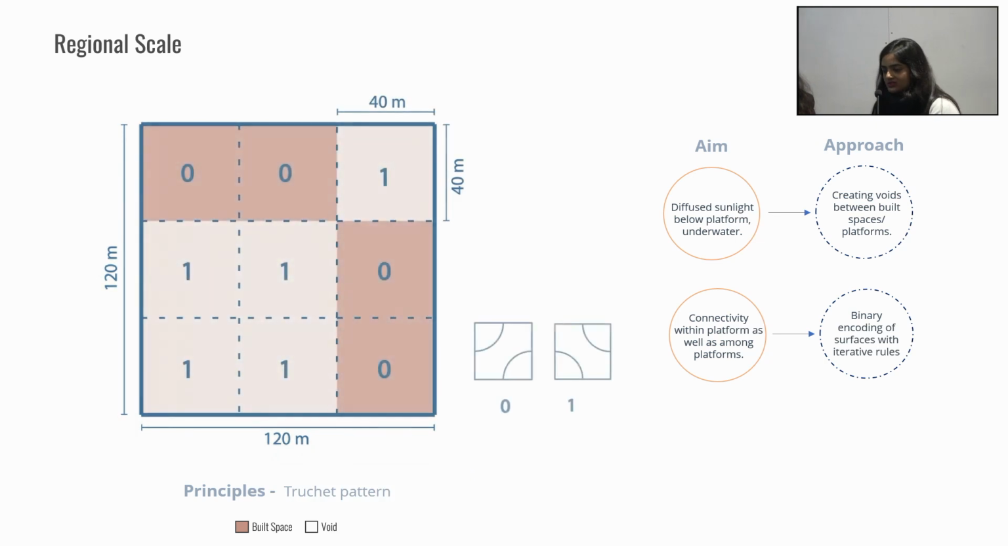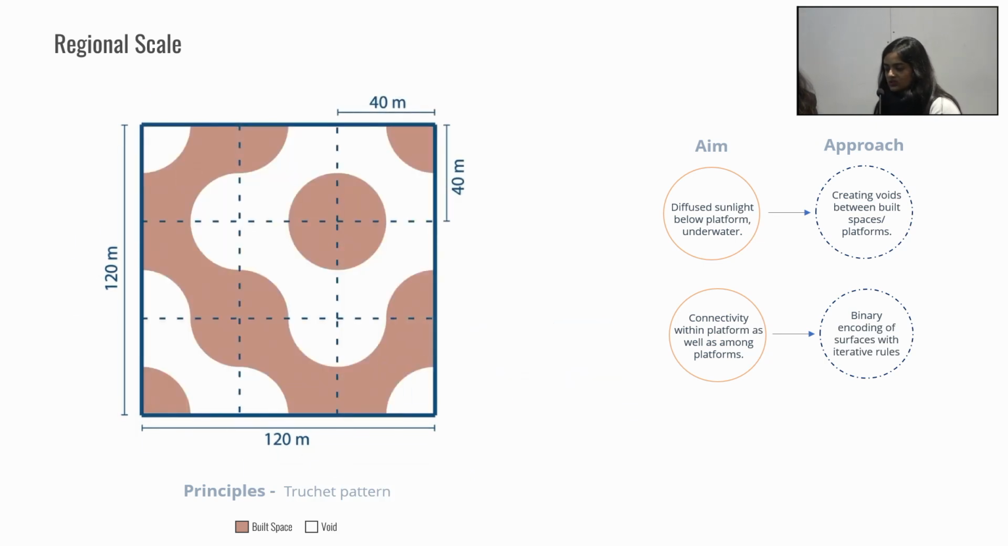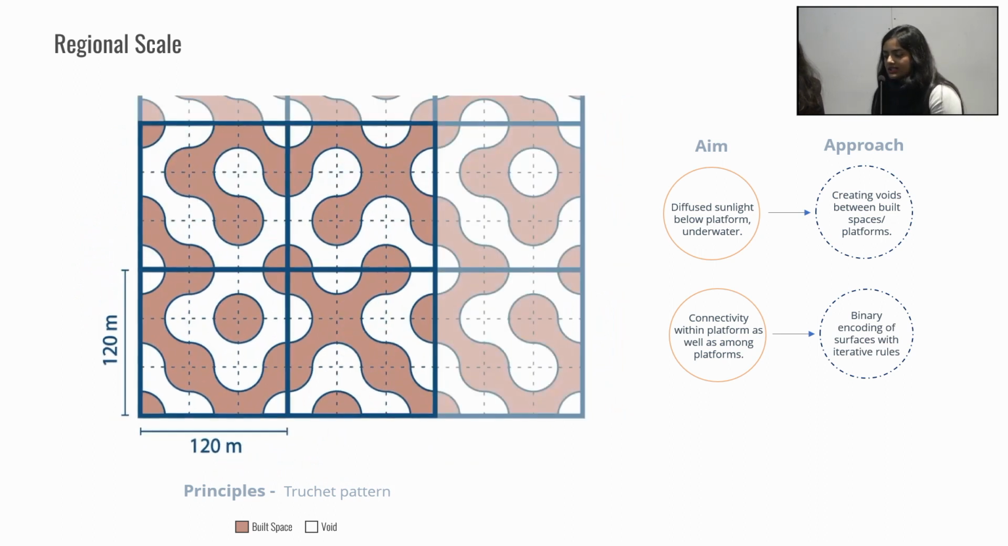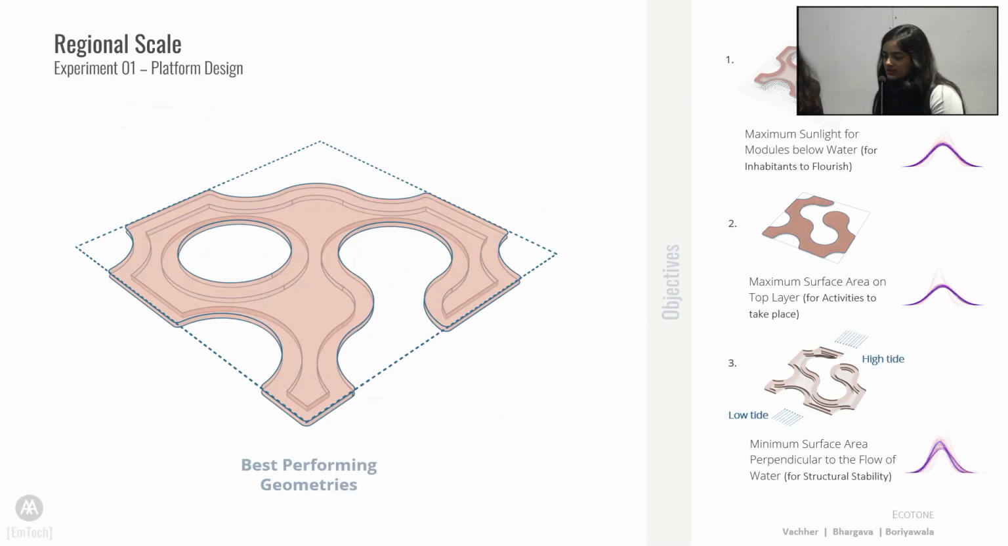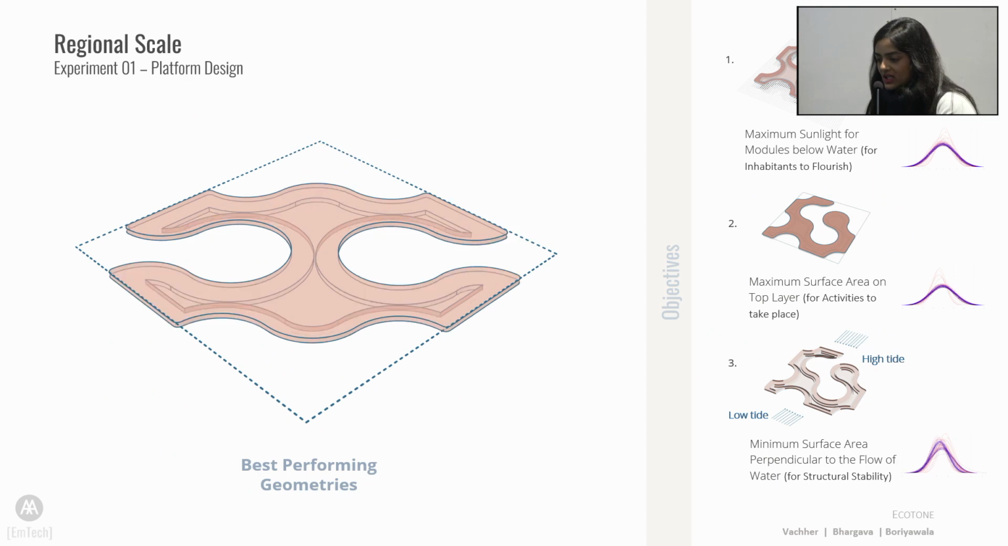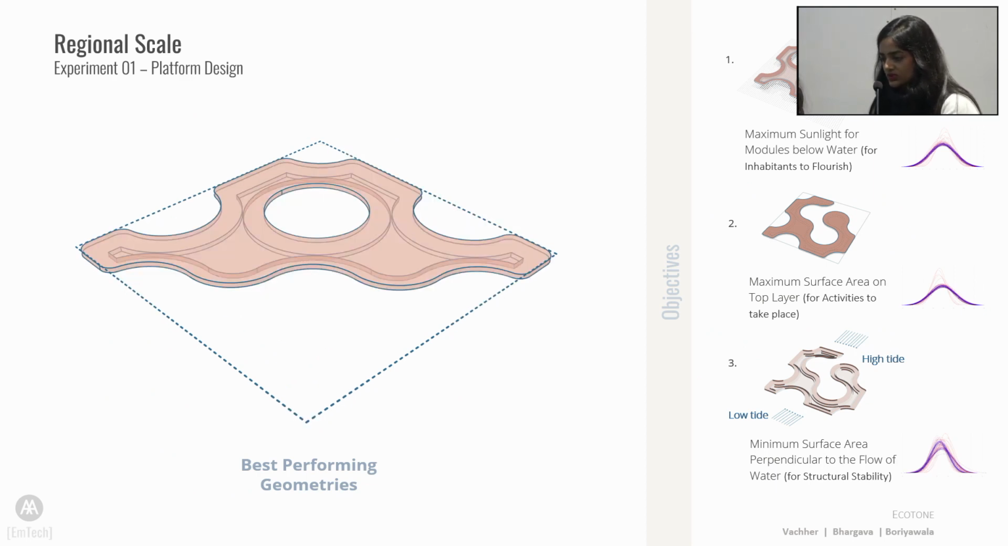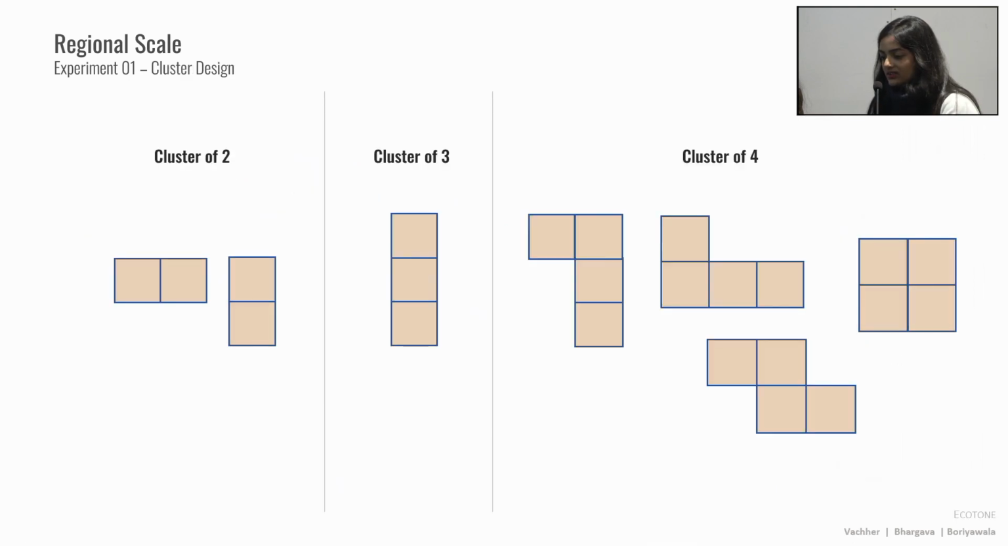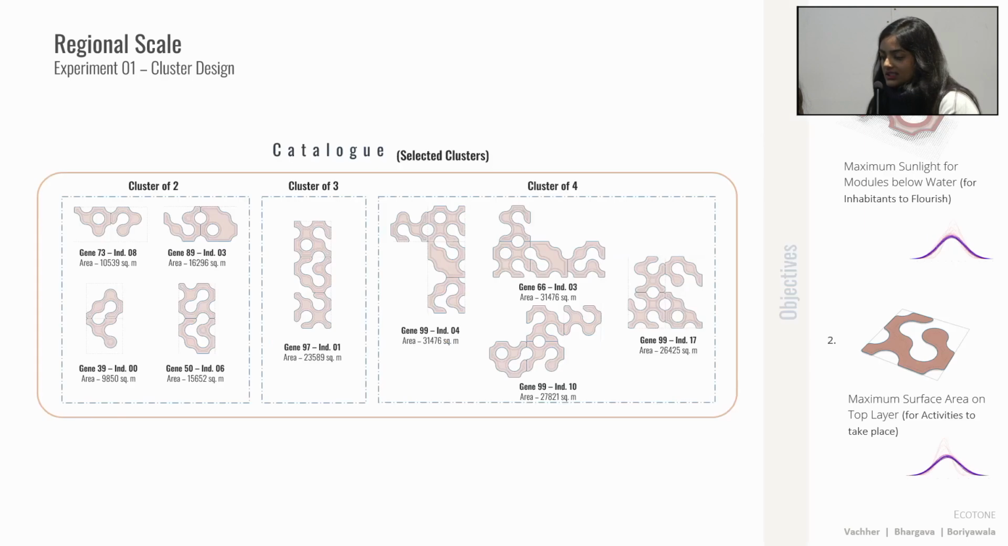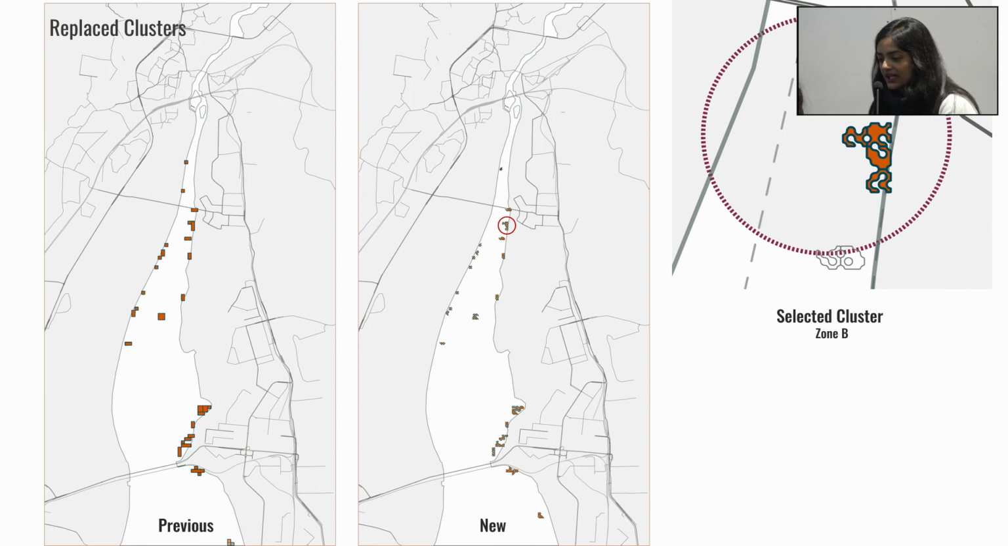Initially, truchet patterns were explored for their structure and iterative rules, creating voids between masses. Experimentation was carried out to obtain diverse designs to identify the best performing geometries. Then the urban grid aggregates were taken and a clustering pattern catalog was created. To replace the platforms on the urban grid, a cluster was picked from Zone B for further detailing.